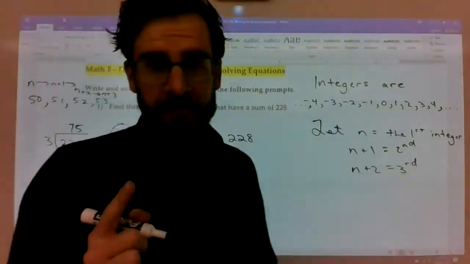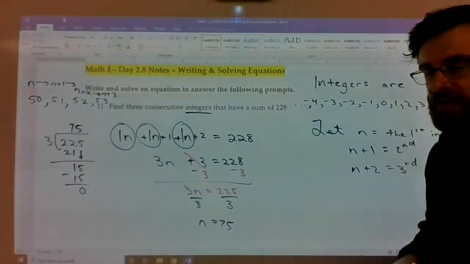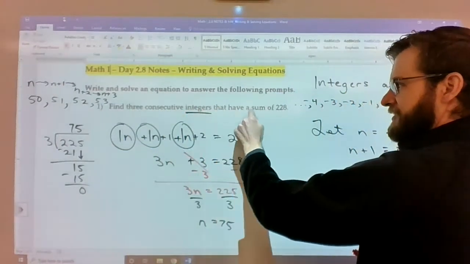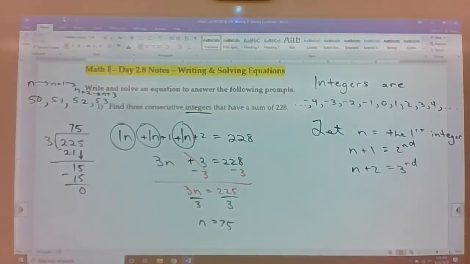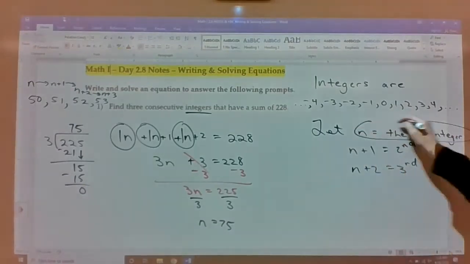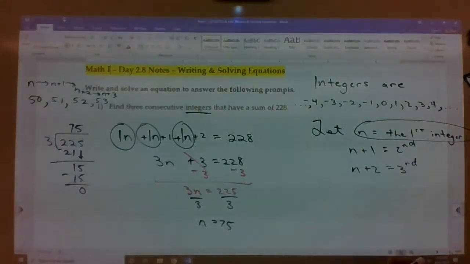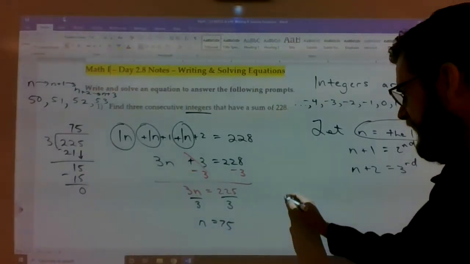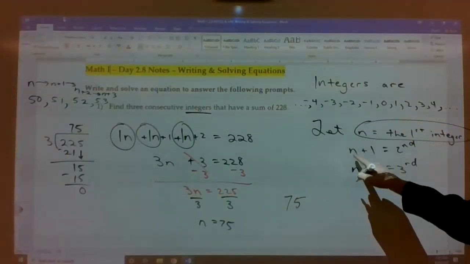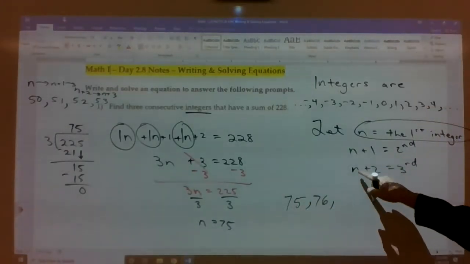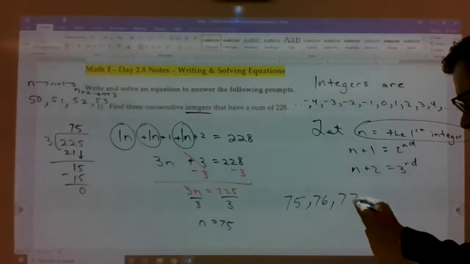Now that's not our final answer. If you notice, it says, find three consecutive integers that have a sum of 228. I found the first one. The first one is 75. So we've got 75, then 75 plus 1, which is 76, and then 75 plus 2, which is 77.